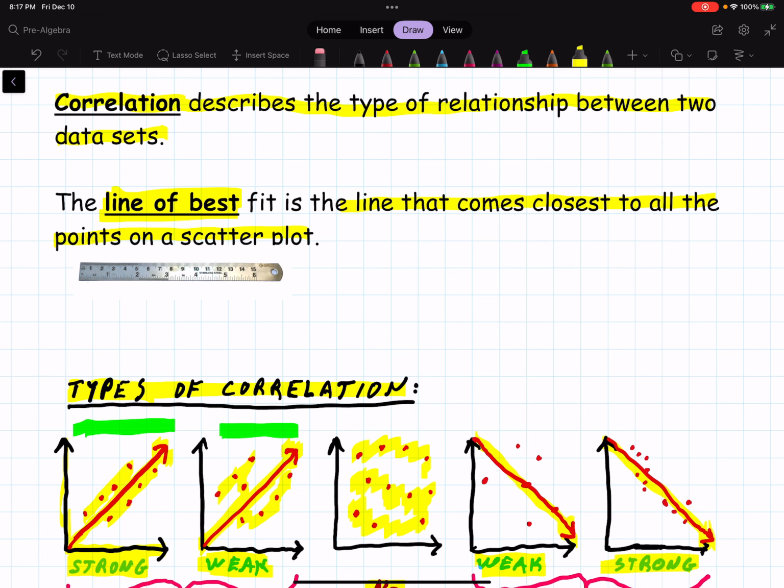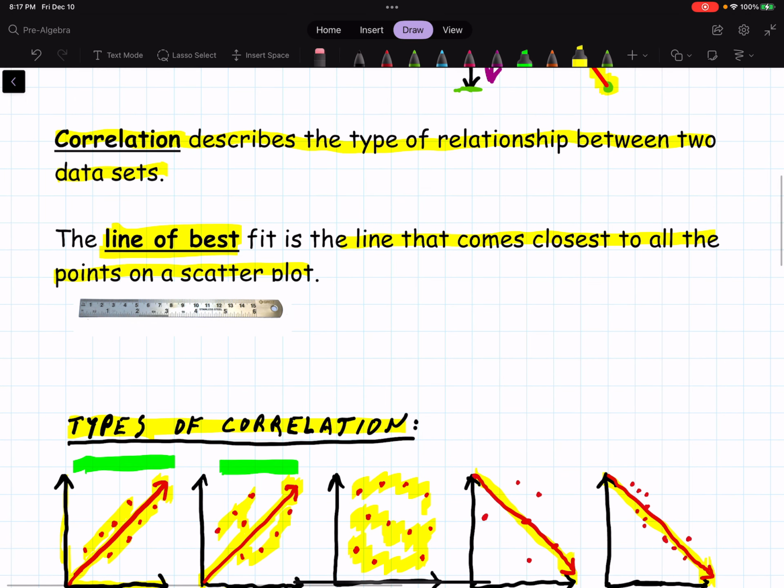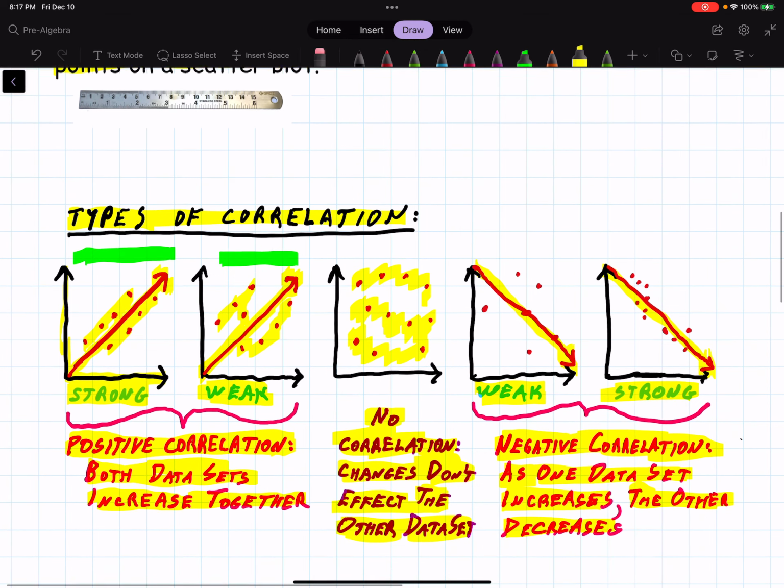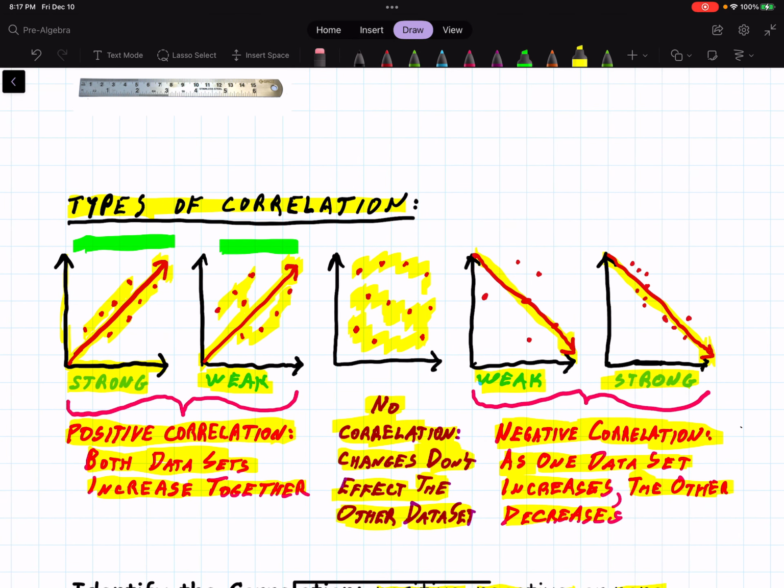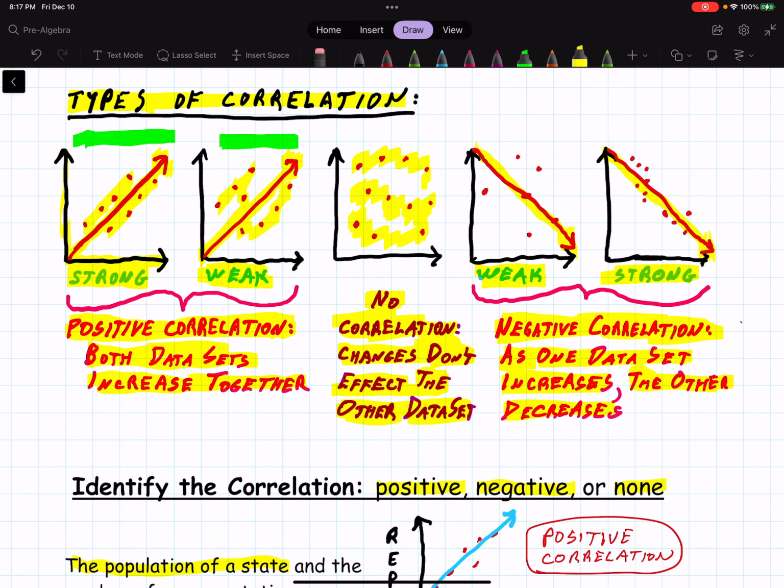The line of best fit is the line that comes close. Just use your ruler. Don't worry about getting it perfect, but use a ruler so that it looks good. And what types of correlation do we have? We have positive correlation. We have negative correlation. And we have no correlation.